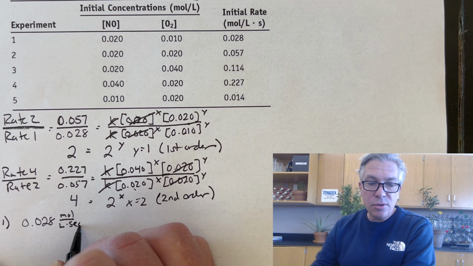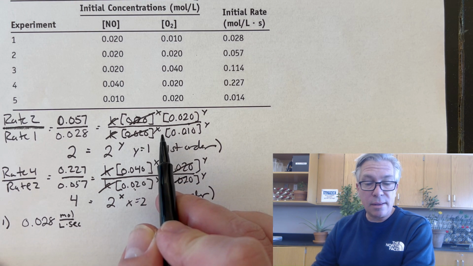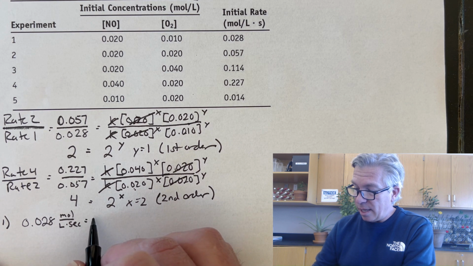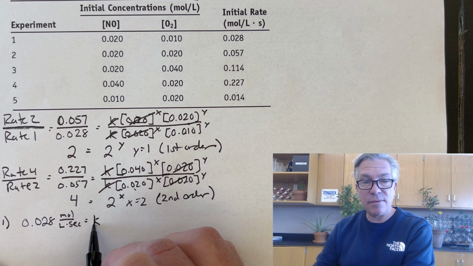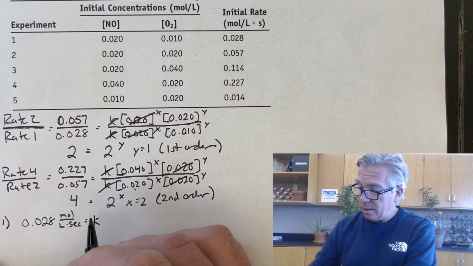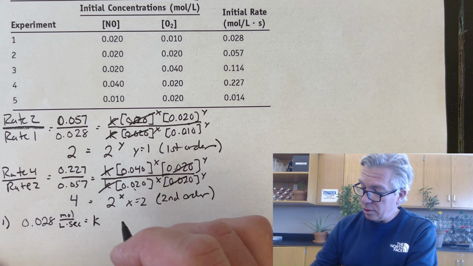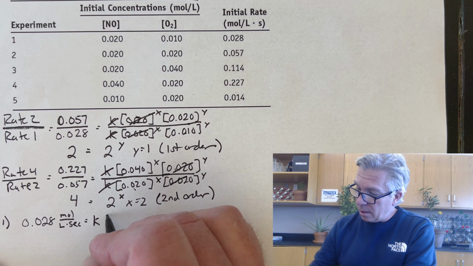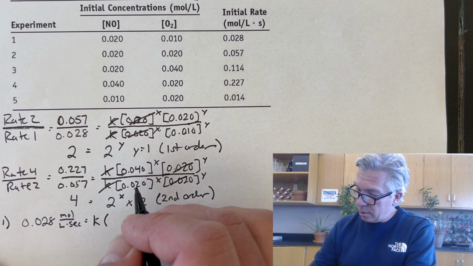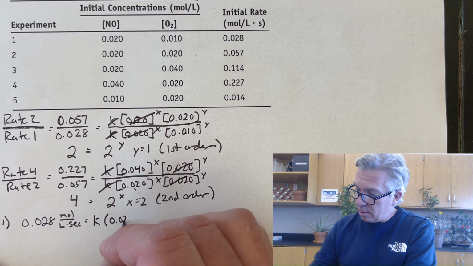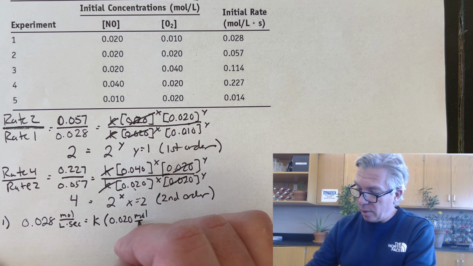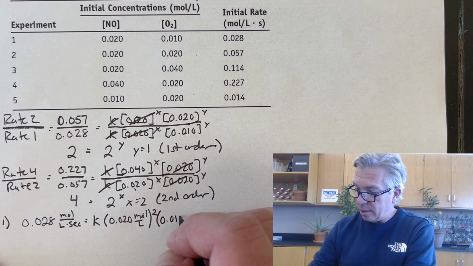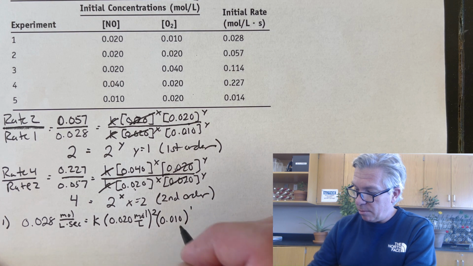Now, I didn't use the units up here. I was just doing the math on the side. But here I'm going to actually put the units because they are important. This constant has to have a unit on it, and we want to express that unit properly. So then we're going to put in 0.020, and that's in moles per liter, but that's going to be squared, and 0.010 moles per liter, and that'll be to the 1, and I'll put the moles per liter there as well.